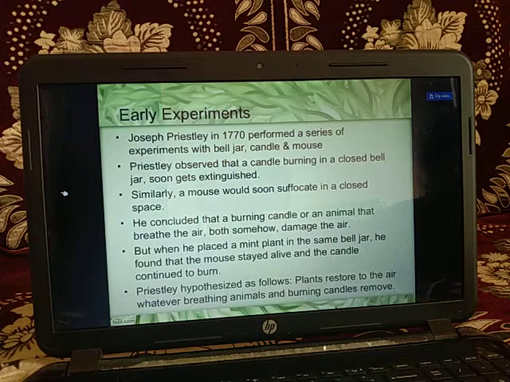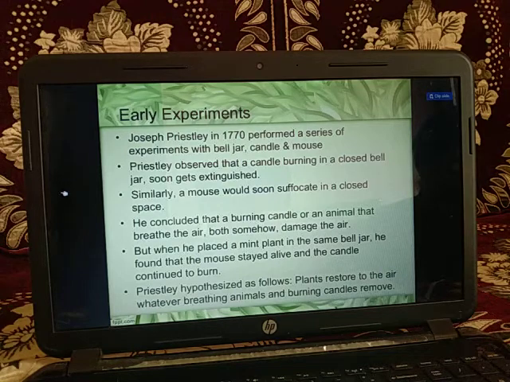Next, in 1770, Joseph Priestley, 1733 to 1804, found that a burning candle would soon get extinguished in a closed space or bell jar. Similarly, a mouse kept in the closed space would soon get suffocated and die. However, if a mint plant accompanied them in the bell jar, neither the candle would be extinguished nor the mouse died. The plant also grew.